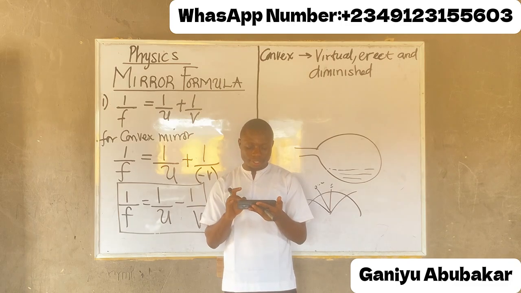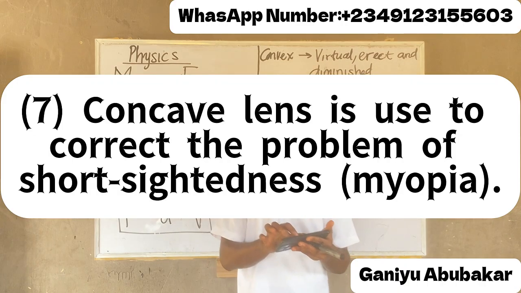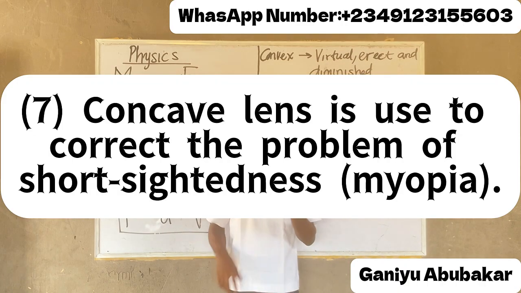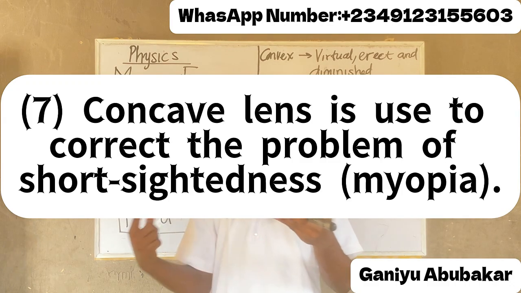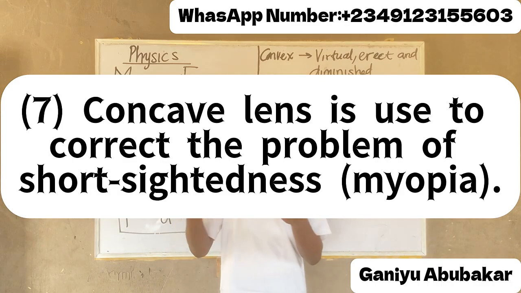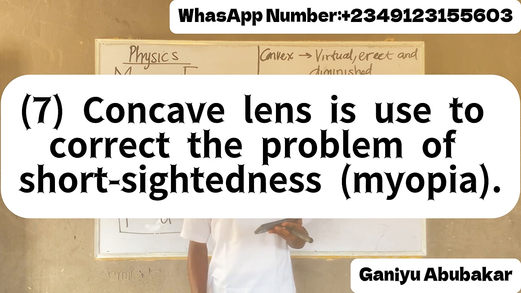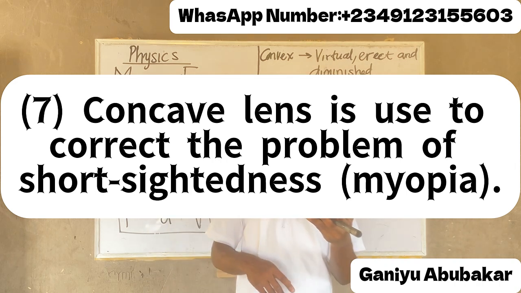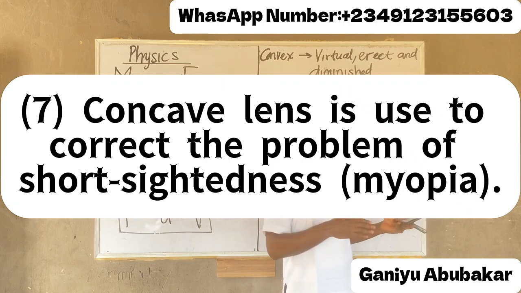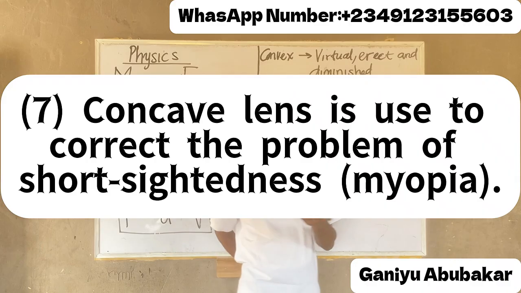That's number six. Number seven, a quick one. A concave lens is used to correct the problem of short-sightedness, in brackets, myopia.